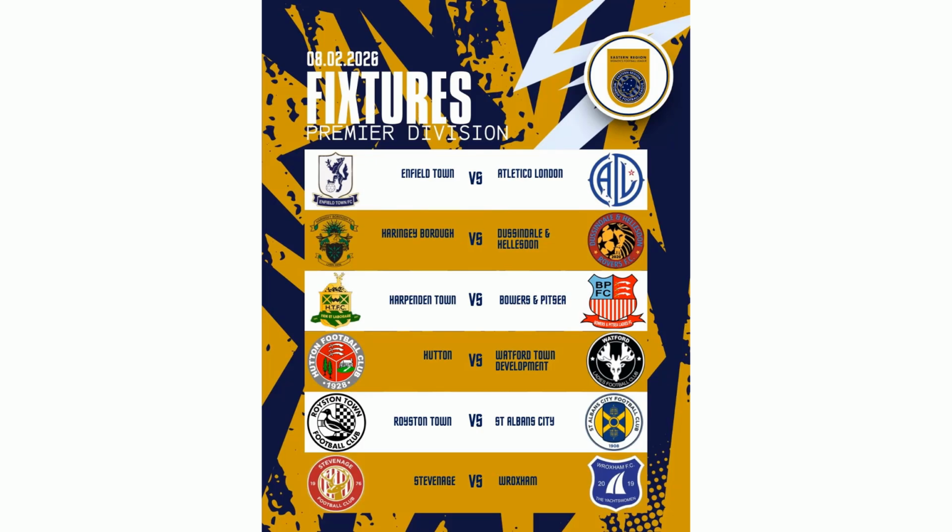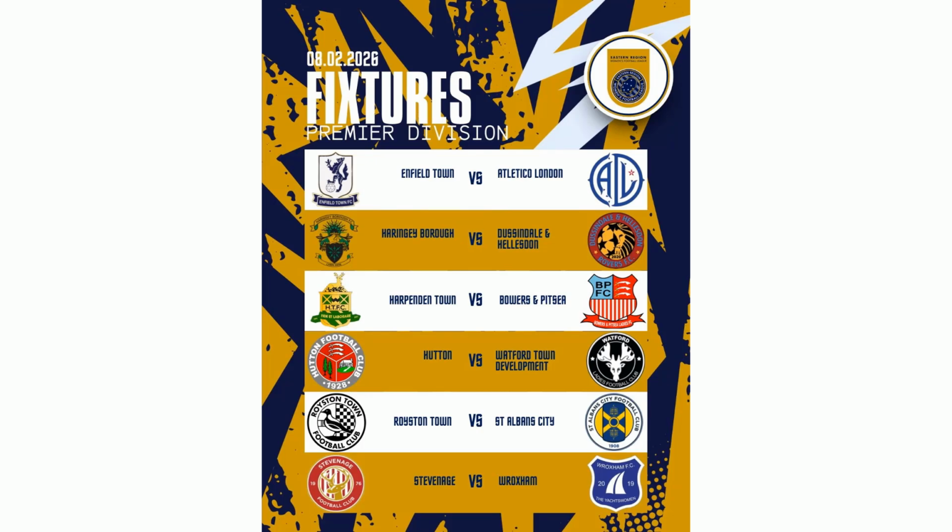In this movie, I would like to show you how to generate a schedule for a 12-team sports league. On my first slide here, I have the fixtures for the 8th of February 2026 from the Eastern Region Women's Football League in England. There are 12 teams, and all of them were in action on this day, starting with Enfield Town versus Atletico London and the other 5 matches below.